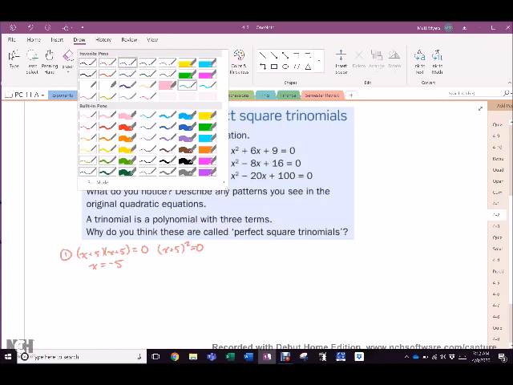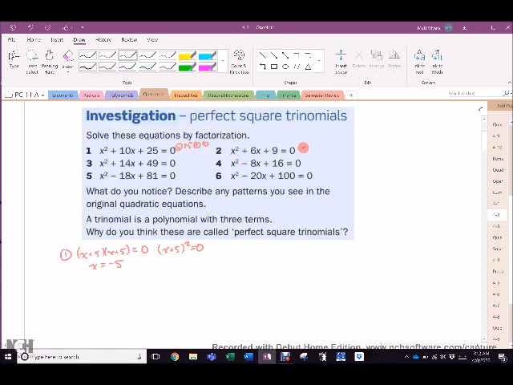Let's look at number 2. Multiply to 9, add to 6. Oh, well, that has to be 3 and 3. x plus 3 squared, which is x plus 3, x plus 3. So that has to be negative 3. Now I'm hoping some of you have already seen the pattern. What do you notice?